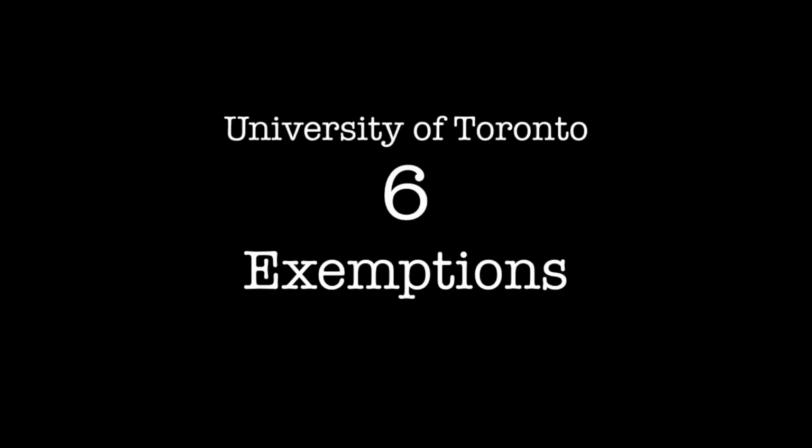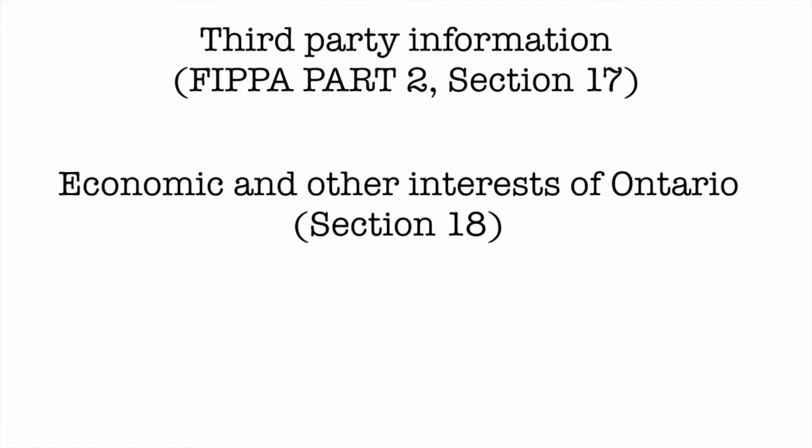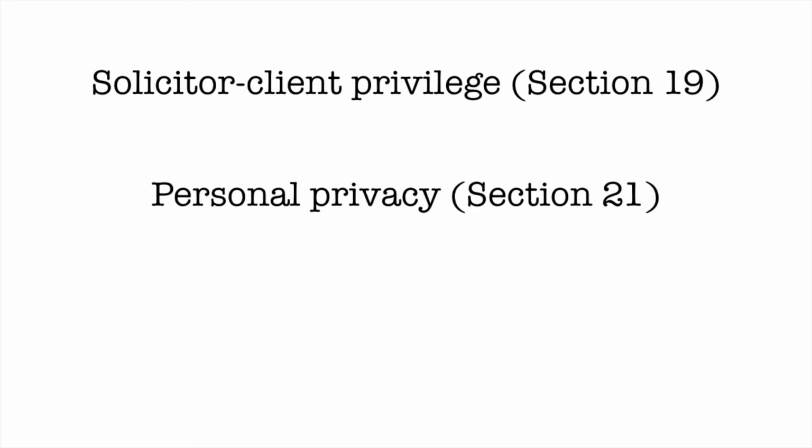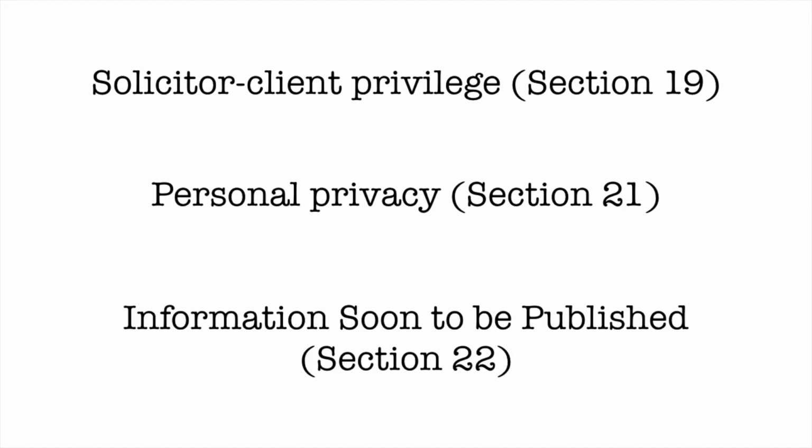There are 11 exemptions to be aware of. However, not all will be applicable to every situation. If you are requesting information from the University of Toronto, there are 6 to be aware of. These include third-party information, information regarding economic and other interests of Ontario, information with respect to closed meetings, any information that was used by the university for legal or litigation, thus gaining solicitor-client privilege, information divulging the personal privacy of others, and information soon to be published.